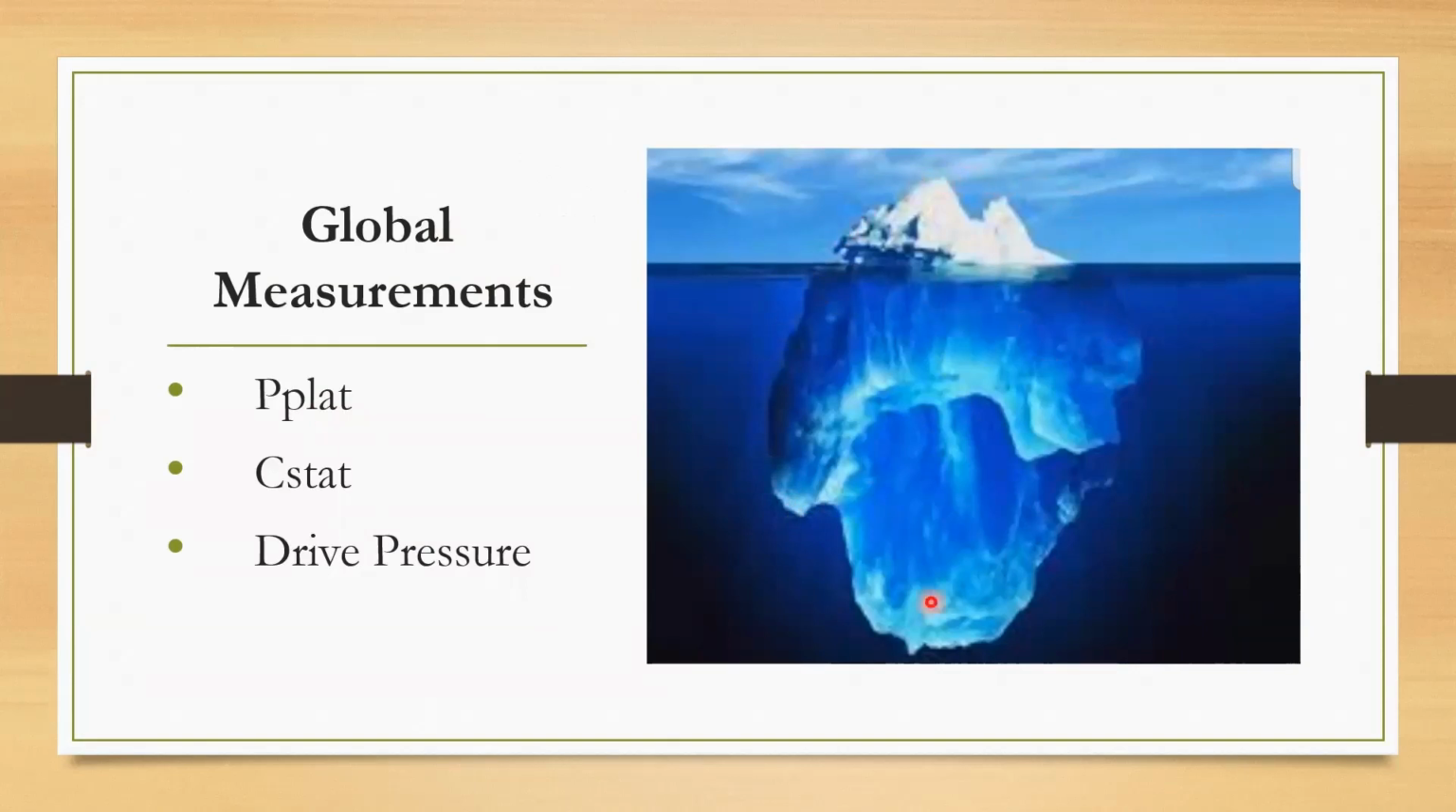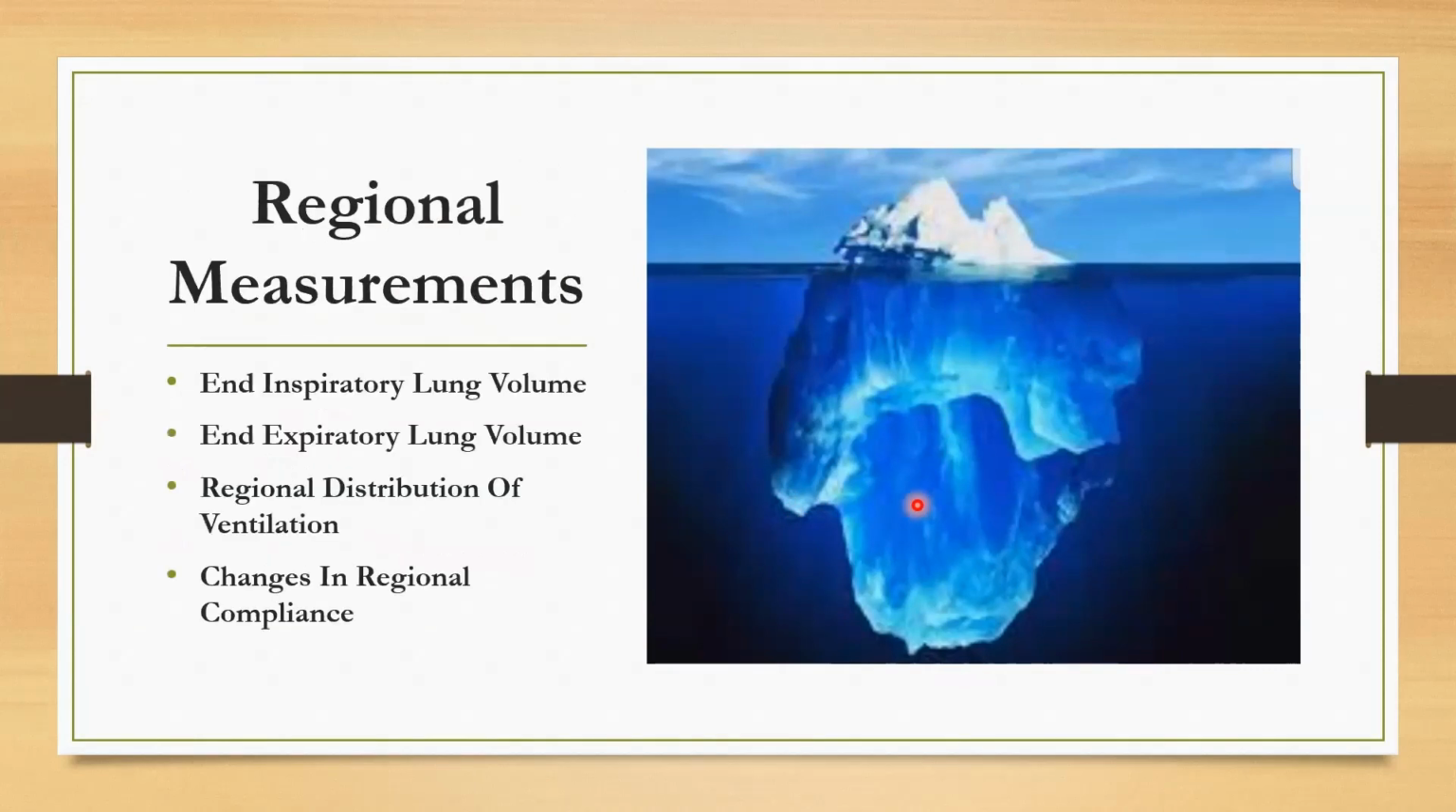But with the electrical impedance tomography, you also get regional information to add to the global information that you're getting from the computer screen. So you can get such things as end inspiratory lung volume, which is really useful for recruitment maneuvers, and expiratory lung volume. So this is great for recruitment or analysis of your functional residual capacity, the residual volume at the end of expiration. You can get regional distribution of ventilation, as well as changes in regional compliance, which allows the electrical impedance tomography to do optimal PEEP studies based on regional compliance.